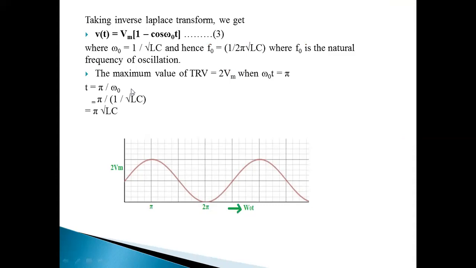So here this transient voltage is the restriking voltage. We can also call it the transient recovery voltage. Its magnitude is equal to 2 Vm, its maximum value is 2 Vm here, and this is at an angle pi.